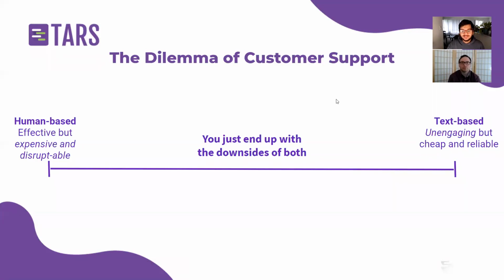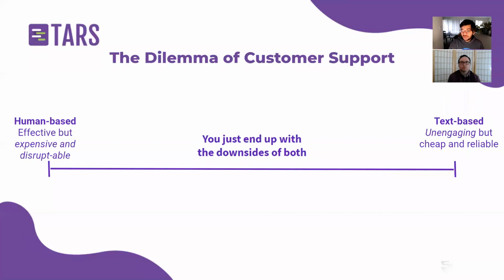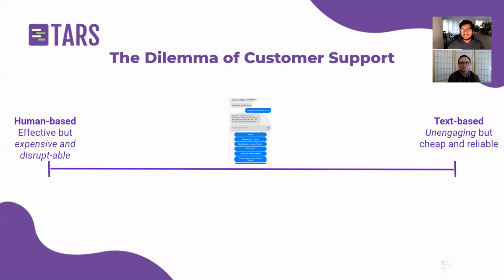Anyways, we're getting to the punchline. We're going to be talking about chatbots in just a second. But we're here to tell you in this webinar that there is a better way to resolve this issue, and that way is chatbots. You can think of them as the ideal middle ground between text-based and human-based systems. They achieve the impossible of bringing together the best of both systems.